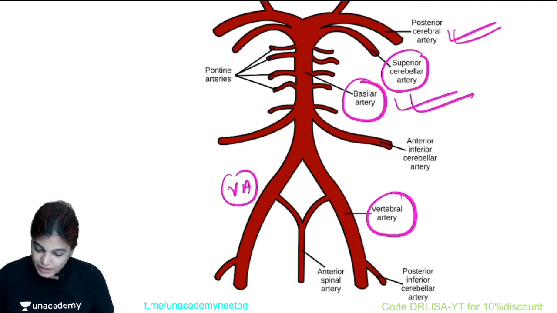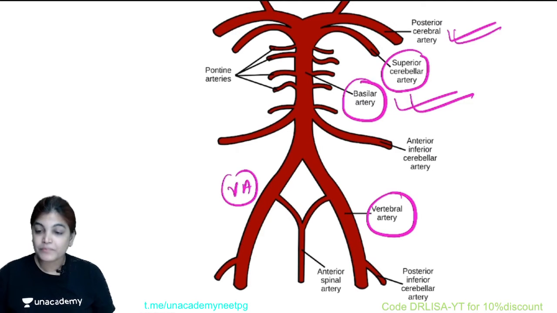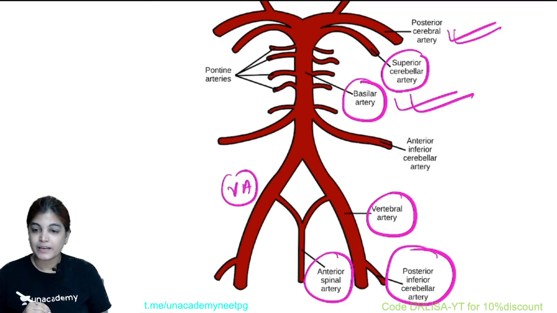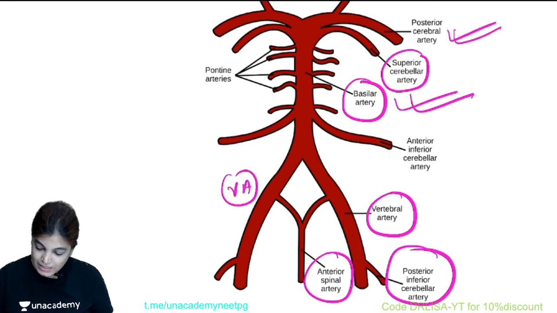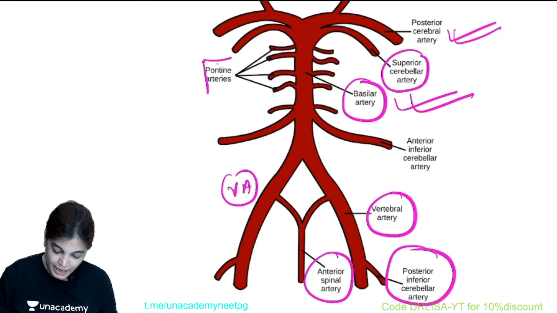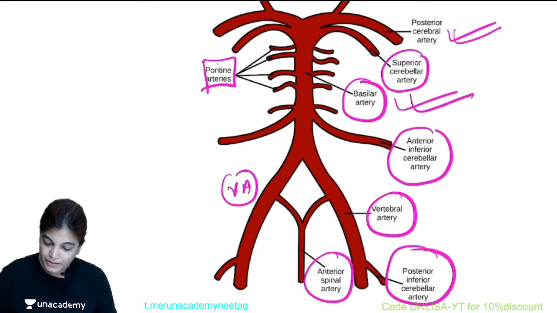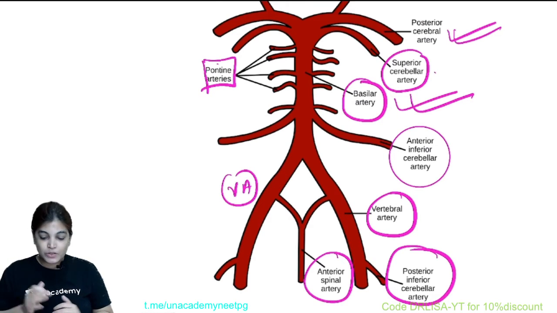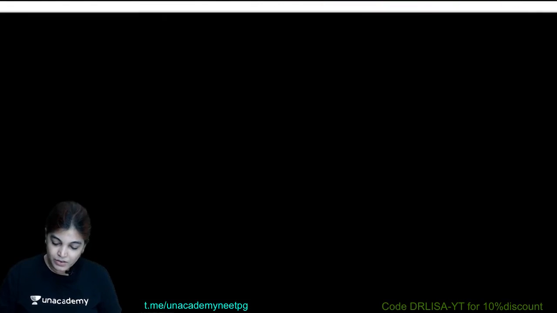The branches from the vertebral artery which are shown are the anterior spinal artery and the posterior inferior cerebellar artery. These are the branches of the vertebral artery. The branches of the basilar artery shown are the pontine branches, anterior inferior cerebellar, superior cerebellar, and that of the posterior cerebral artery. So these are the major branches. So quickly just write down the branches.